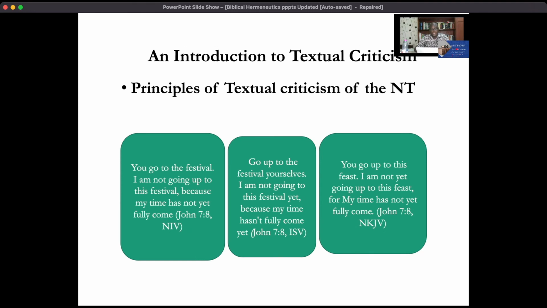So let's look at an example here. The NIV reads John chapter 7 verse 8: You go to the festival. I am not going up to this festival because my time has not yet fully come. ISV reads: Go up to the festival yourselves. I'm not going to this festival yet because my time hasn't fully come yet. NKJV: You go up to this feast. I am not yet going up to this feast, for my time has not yet fully come.